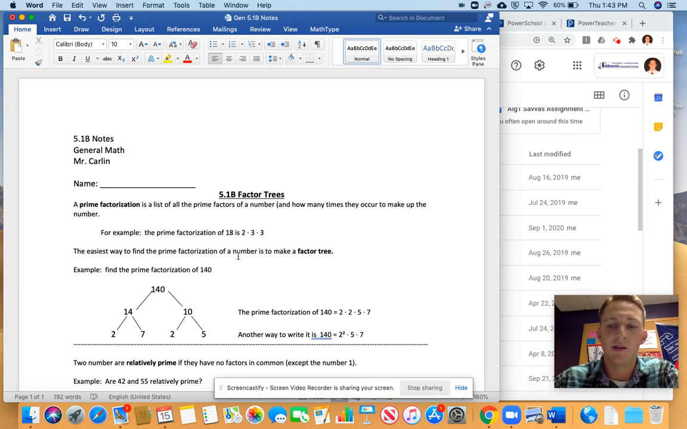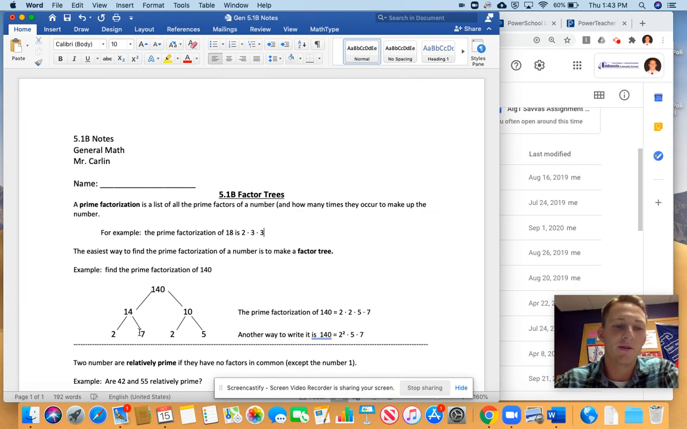but the easiest way to do this and visualize it is to make a factor tree. So for example, the prime factorization of 140. So we have this really big number. We want to break it down into some prime numbers. So what multiplies to 140? Really quick, we have 14 times 10.